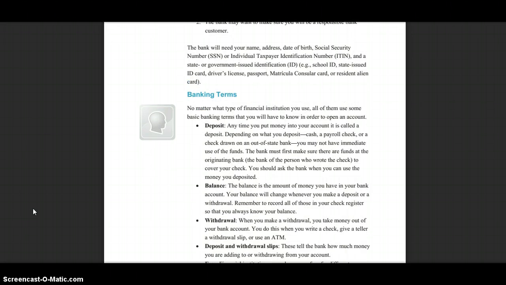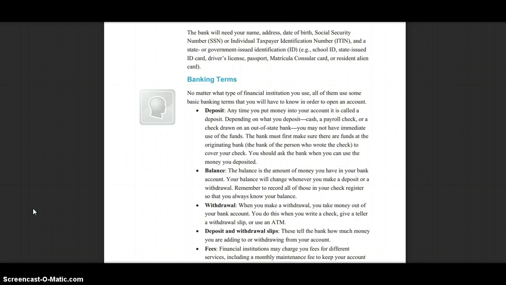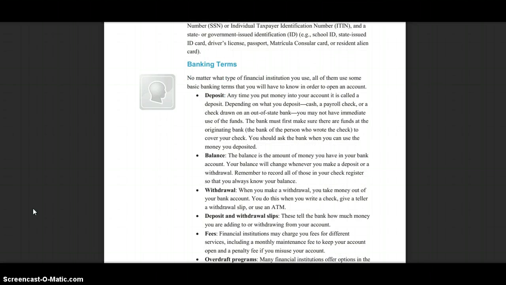Withdrawal. When you make a withdrawal, you take money out of your bank account. You do this when you write a check, give a teller a withdrawal slip, or use an ATM. Deposit and withdrawal slips. These tell the bank how much money you are adding to or withdrawing from your account. Fees. Financial institutions may charge you fees for different services, including a monthly maintenance fee to keep your account open and a penalty fee if you misuse your account.